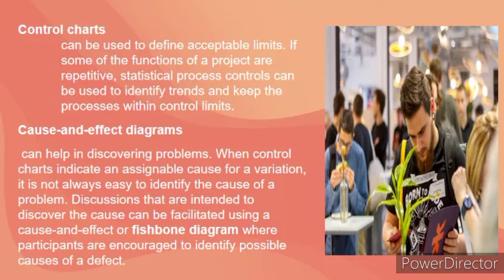Next are the cause and effect diagrams. These can help in discovering problems of the project. When control charts indicate an assignable cause for a variation, it is not always easy to identify the cause of a problem. Discussions that are intended to discover the cause can be facilitated using a cause and effect or fishbone diagram, where participants are encouraged to identify possible causes of a defect.